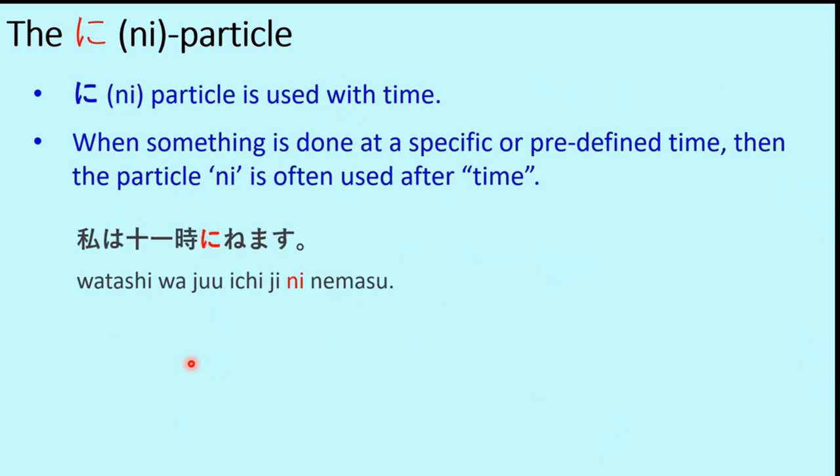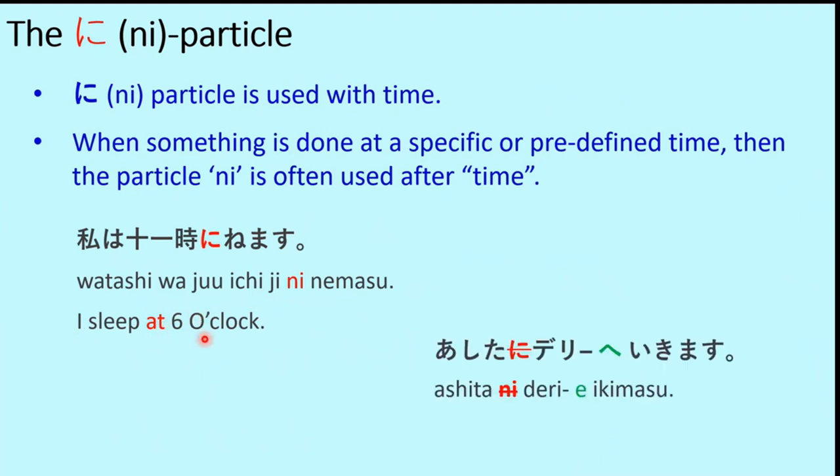Now let's look at two examples. Watashi wa juichiji ni nemasu. So you can now deduce or translate what it means. Watashi wa means I. Juichiji means 11 o'clock. Ju ichi is 11. Ji is hour. So 11 o'clock, ni nemasu. Nemasu, if you remember from the last lesson, is to sleep. That means I sleep at 11 o'clock. So this is not 6, this is 11. Sorry for this error. So I sleep at 11 o'clock.